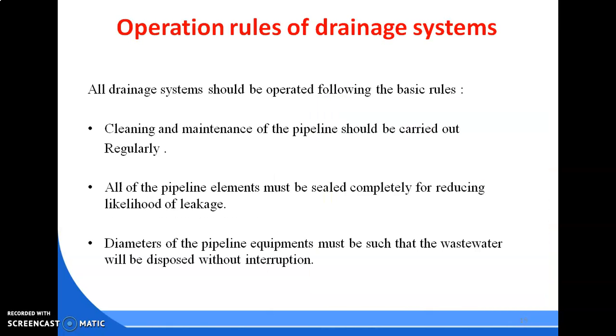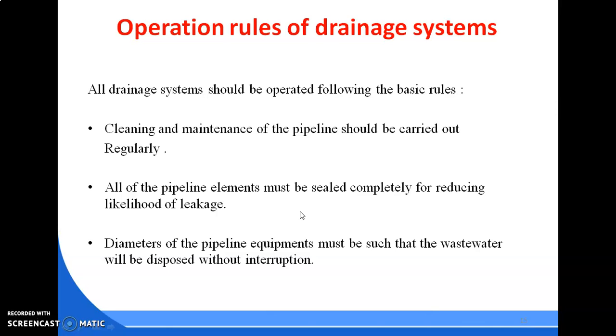Operation rules of drainage system. All drainage systems should be operated following the basic rules, or there are some principles or rules to follow during the drainage system. Cleaning and maintenance of the pipeline should be carried out regularly, at regular intervals of time. We have to clean and maintain the pipeline. All the pipeline elements must be sealed completely for reducing likelihood of leakage. It is the most important thing.